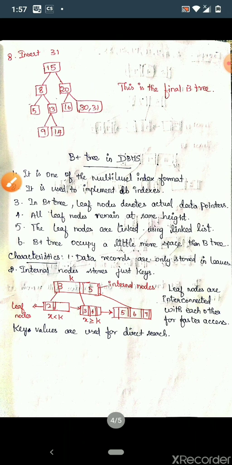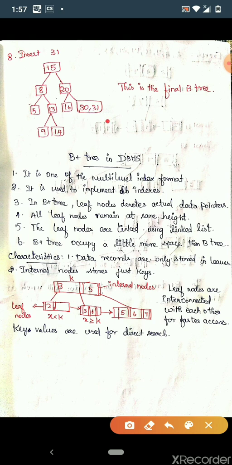The next step is you're going to insert 31. So 31 is inserted at this node. So this is the final B tree. So next we'll see B plus tree in DBMS.